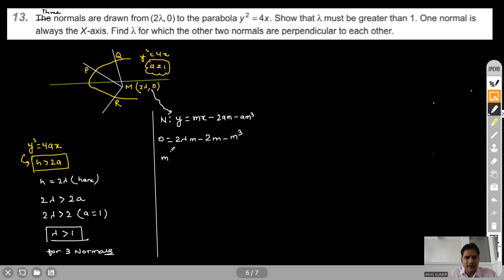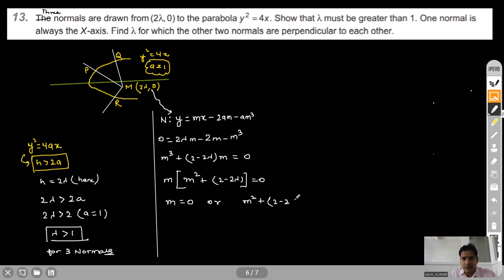Or we can simply write it as m cube plus 2 minus 2 lambda into m is equal to 0. So from here we can take m common from both the terms, and we will have m square plus 2 minus 2 lambda is equal to 0. So from here we get m is equal to 0, or m square plus 2 minus 2 lambda will be equal to 0. So here you observe this is a cubic in m.